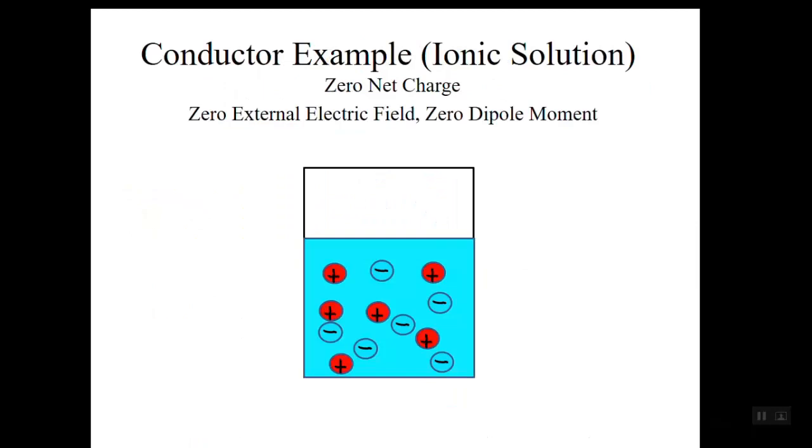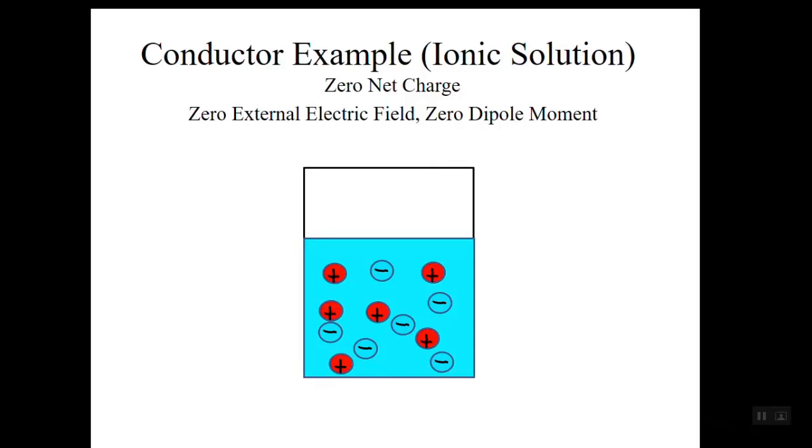Now let's look at an example involving a conductor. Let's consider first the case of an ionic solution, like salt water, where the solution is neutral, zero external electric field is present, and has zero permanent dipole moment. Note that in the case of aqueous solutions, the water molecules each have a permanent dipole moment, but are oriented randomly, so overall the ionic solution has zero permanent dipole moment. The sample is in equilibrium.